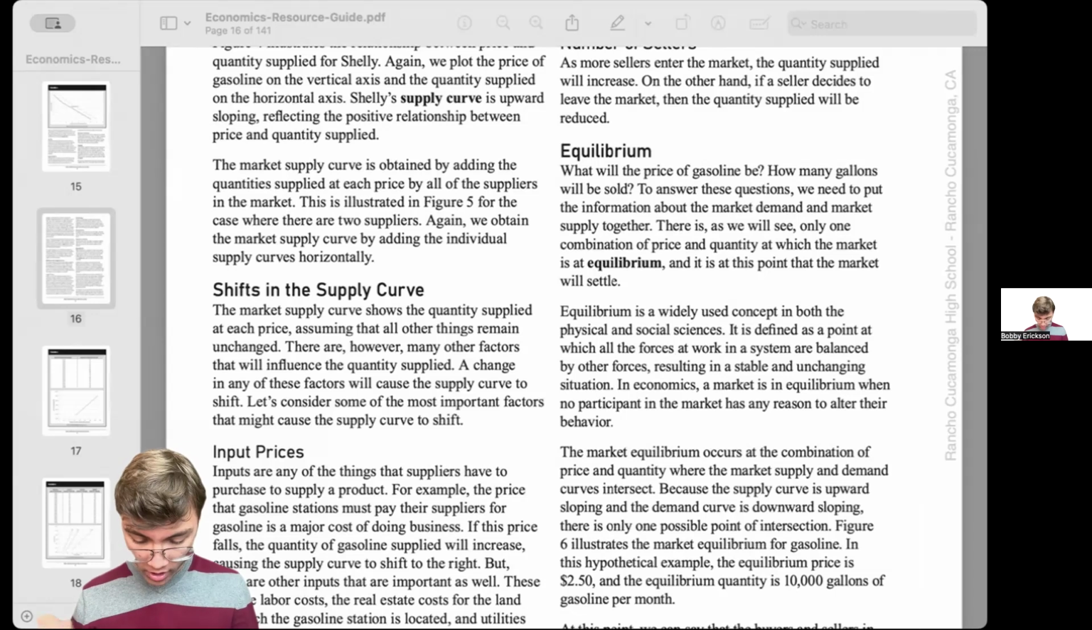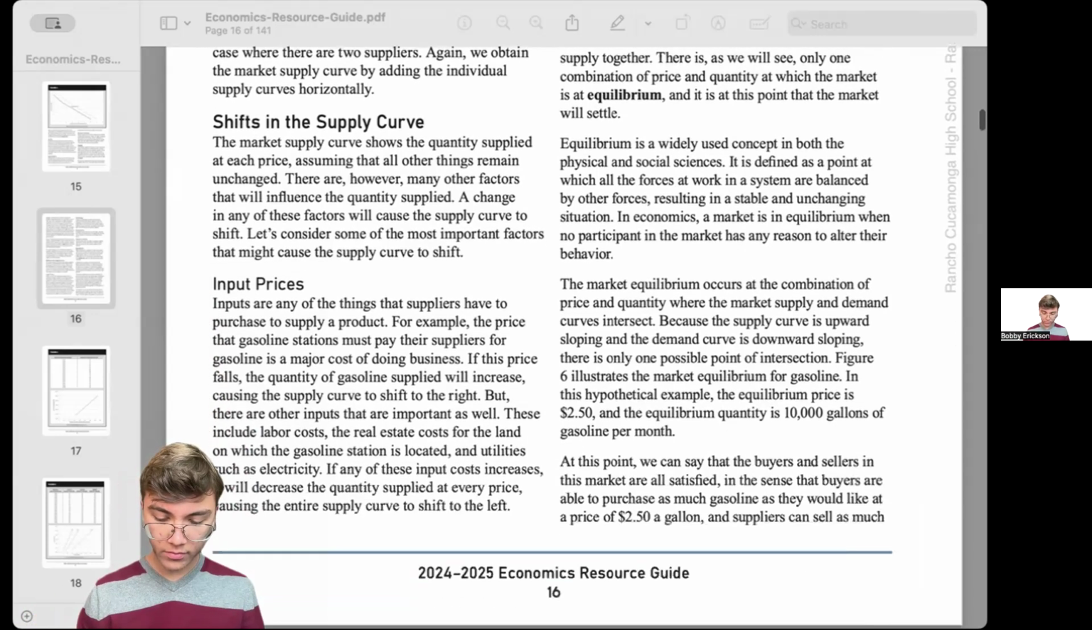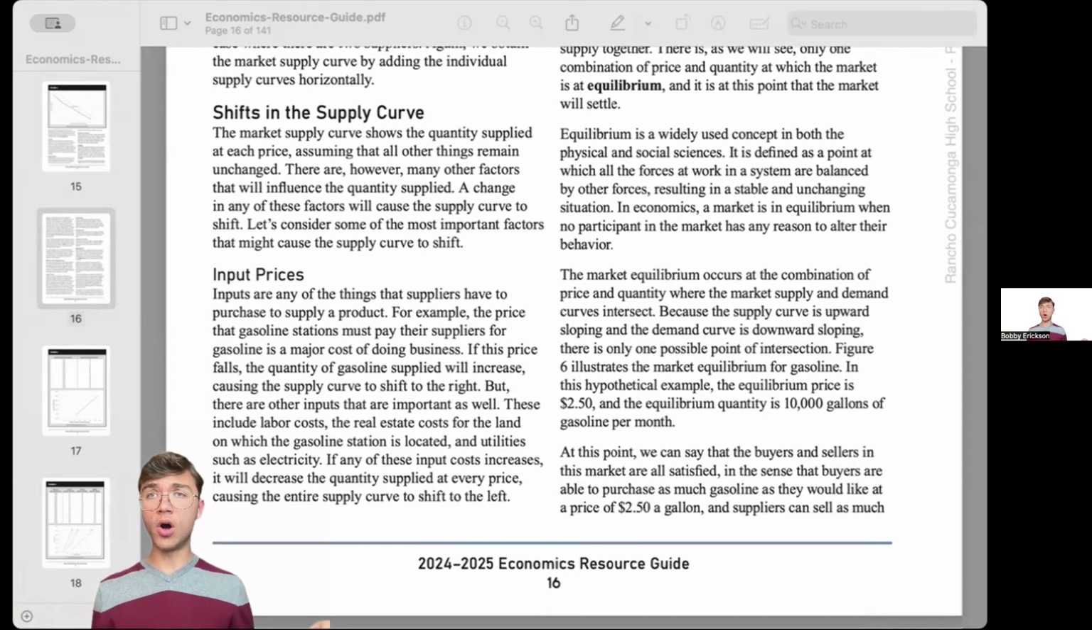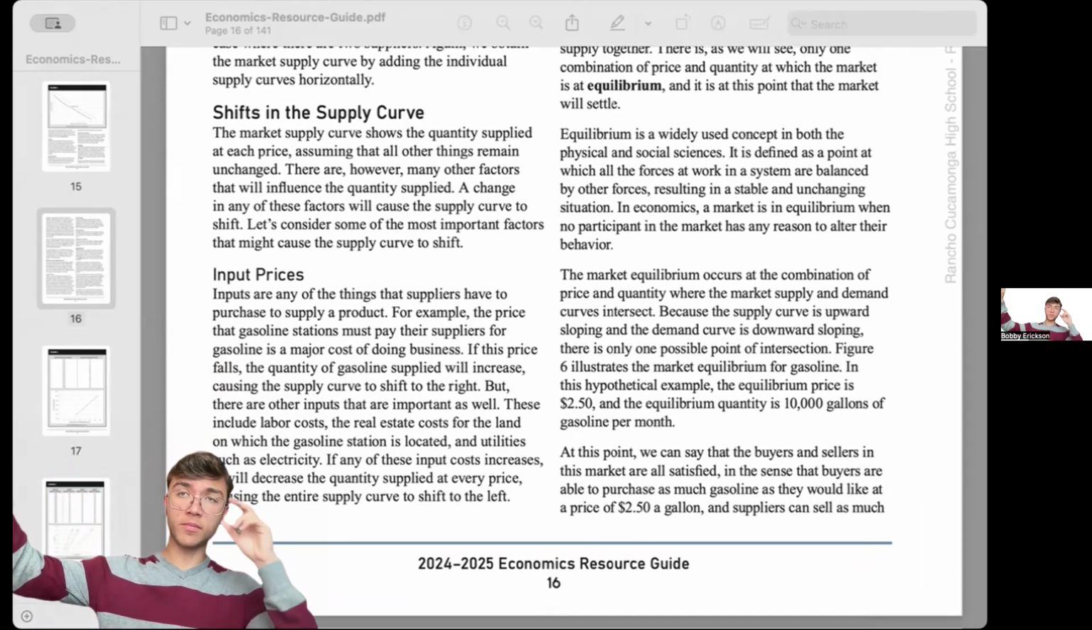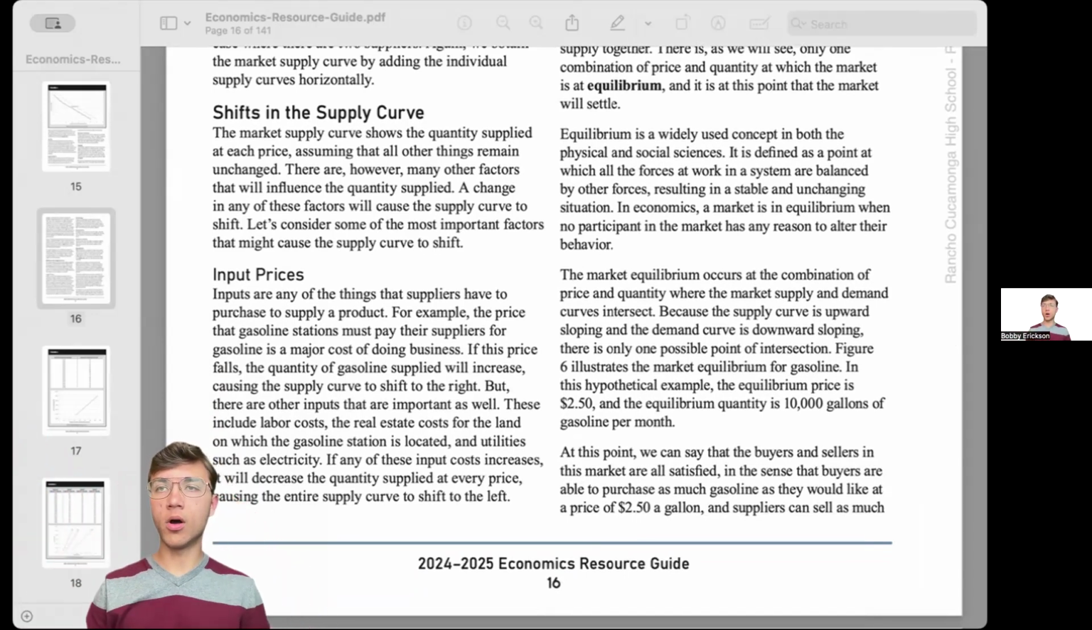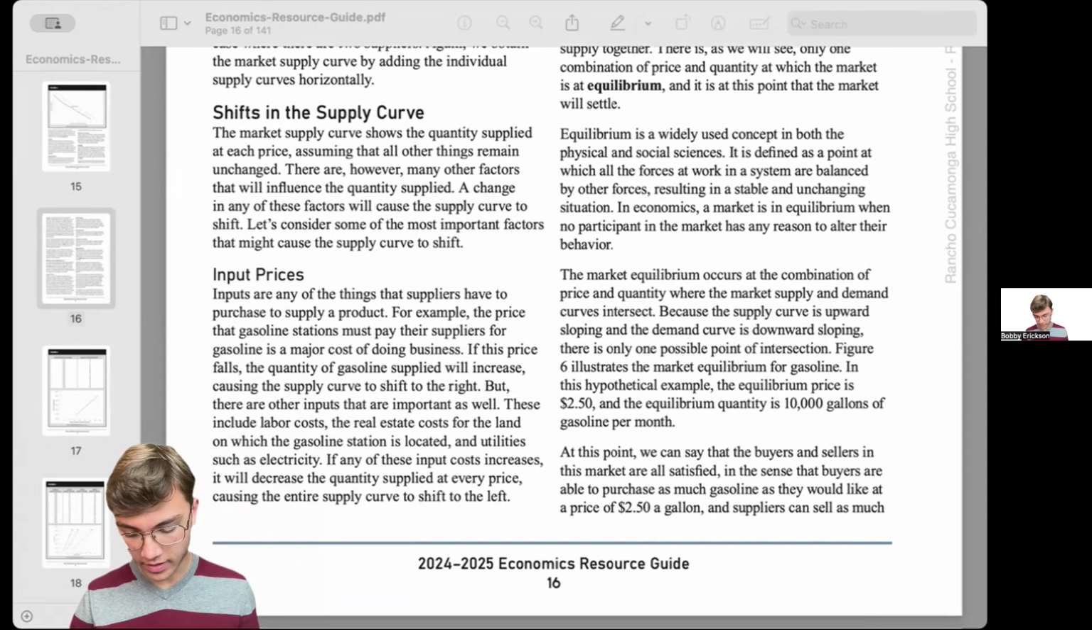So one combination of price and quantity at which the market is at equilibrium is the point where the market will settle. This just means that all of the prices will settle at this point of equilibrium, where the price points at which people are willing to supply and the price points at which people are willing to demand intersect. That is where a market, a perfectly competitive market at least, functions.